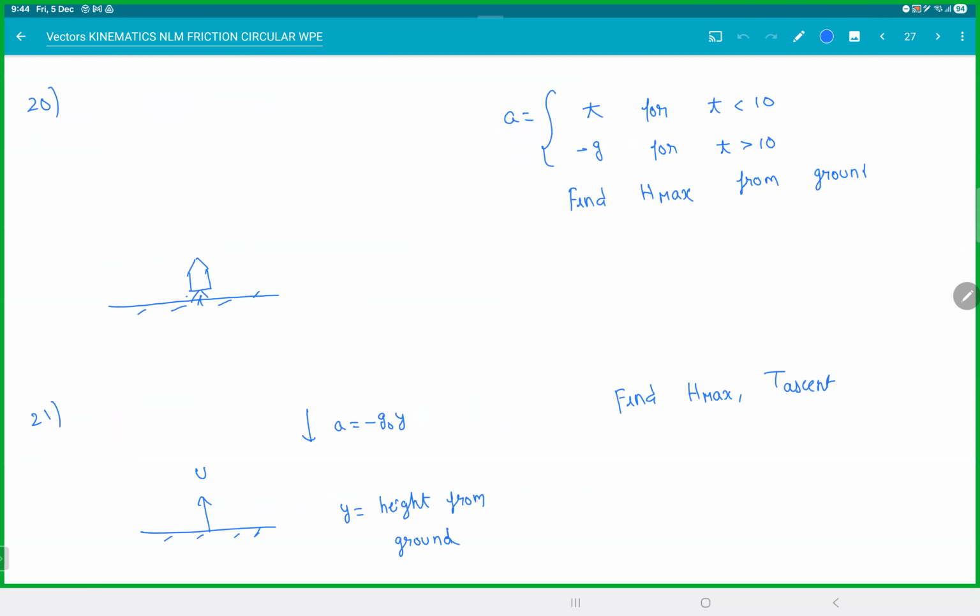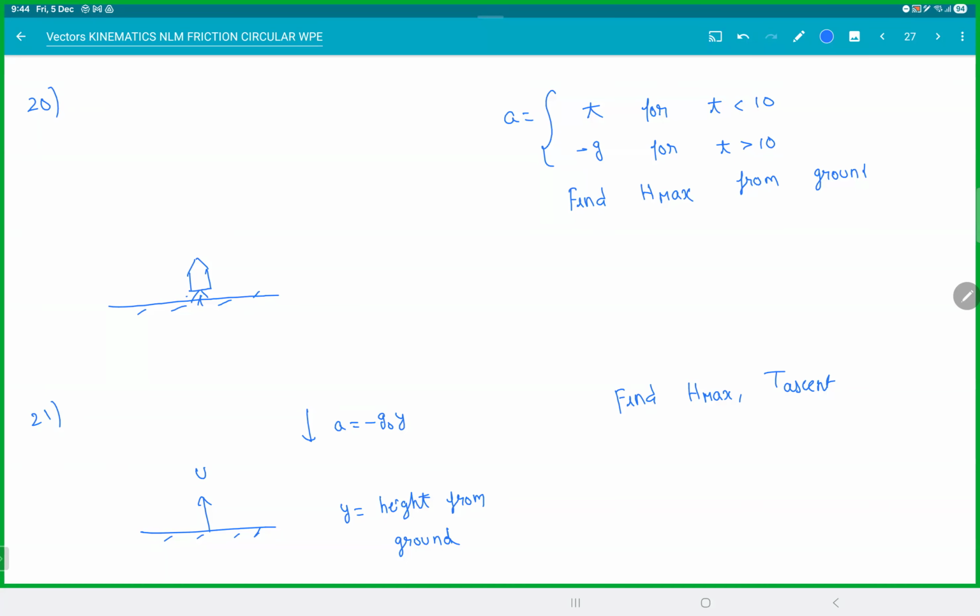Let's get these two. A rocket is starting from rest. Initially, the acceleration is a equal to t, where t is time. After 10 seconds, the engine shuts off and then it starts freely falling. Find H max from the ground. I can even ask you the time it takes to reach the ground, but yeah, you got the story.